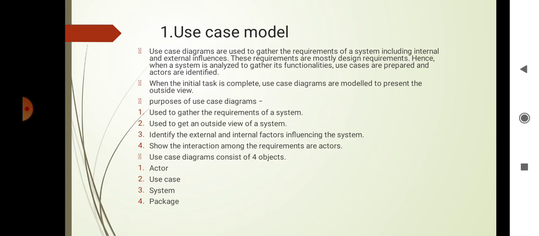Then the purpose of the use case diagram: first, it is used to gather the requirements of the system. Second, it is used to get an outside view of the system. Third, it identifies the external and internal factors influencing the system and shows the interaction among the requirements and actors. The use case diagram consists of four main objects: actors, use cases, the system, and sometimes packages.